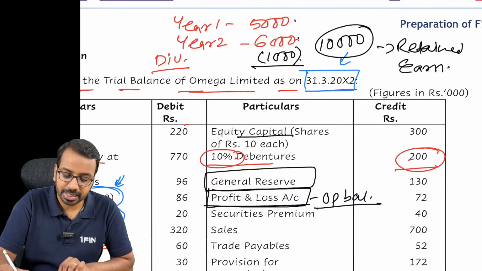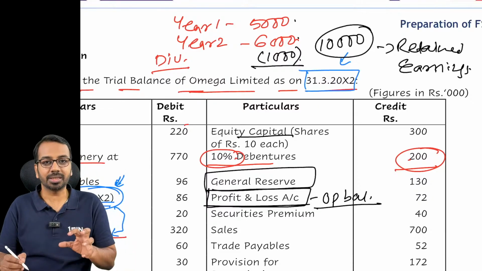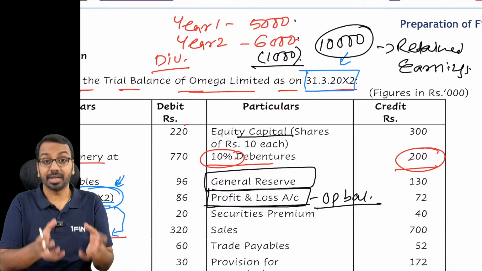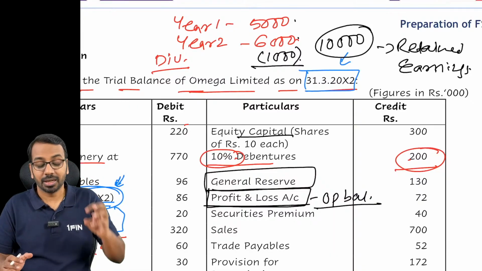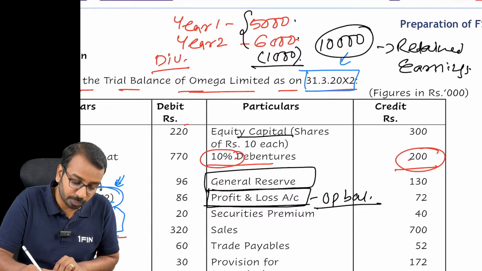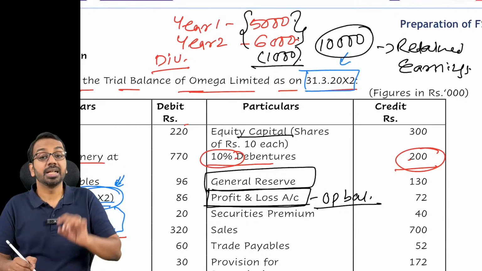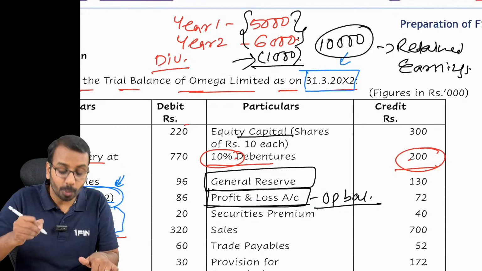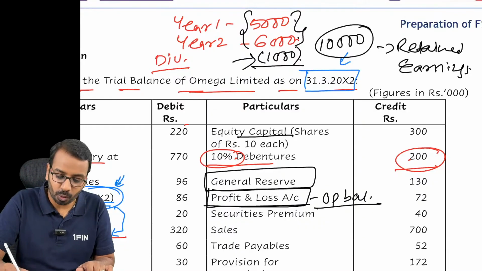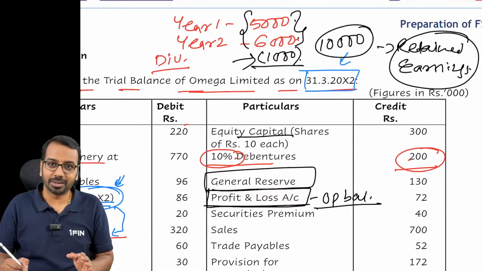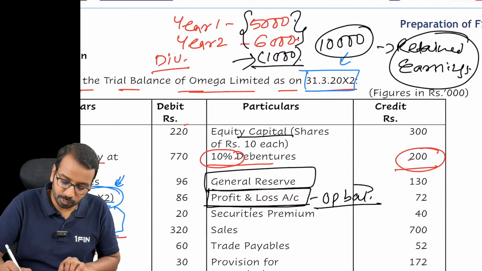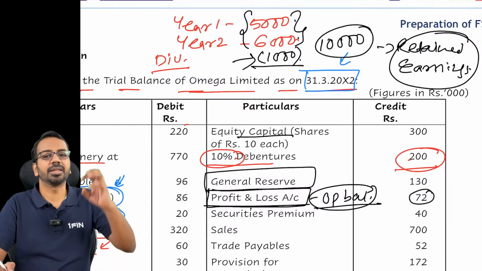What is this referred to as? Retained earnings. Means how much of profit has the company retained in its books of accounts. That means they earned a total profit of 11,000. They distributed 1,000 of profit. So what is left is shown as retained earnings in the balance sheet. Okay. So this P&L account is the opening balance of retained earnings.